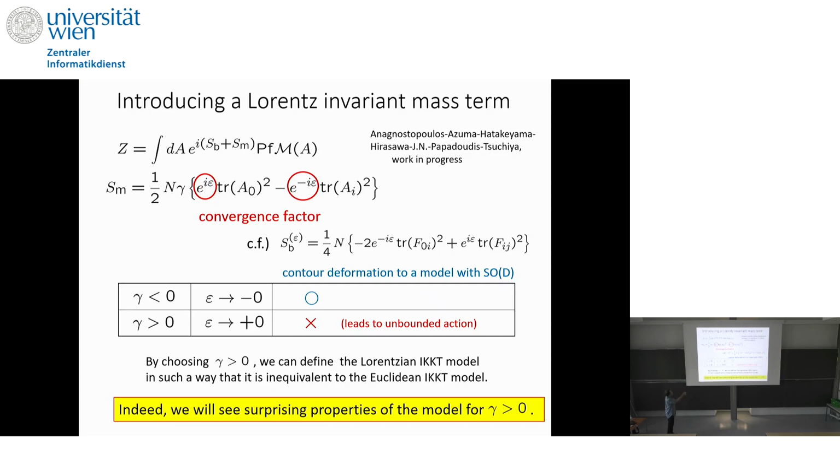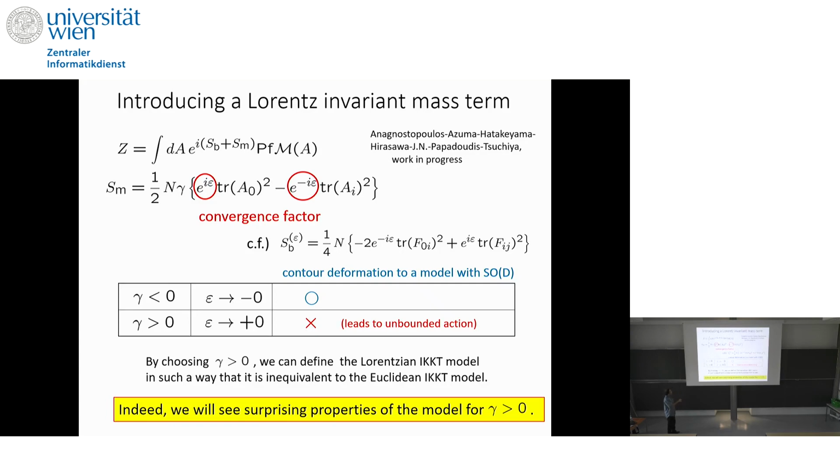And moreover, this gamma here can be either positive or negative, and they can lead to different results, surprisingly. And what I can say is the following. I take this convention that trace A0 squared appears here with positive sign and trace AI squared with negative sign. This is opposite to the IKKT action. Here we have minus sign for the temporal direction and plus for the spatial. So here I use this convention. But this is just a convention of the sign of gamma. Okay? Everything is general.